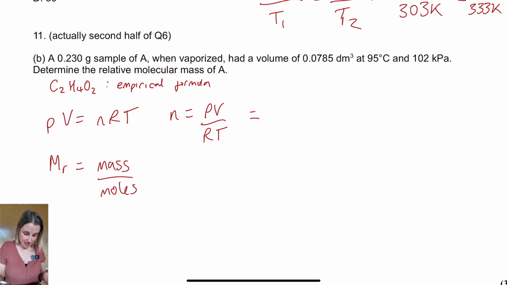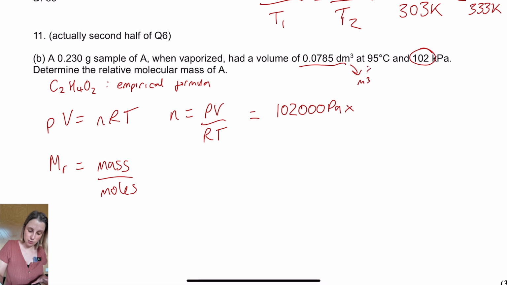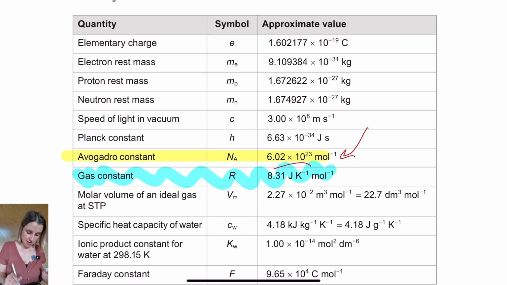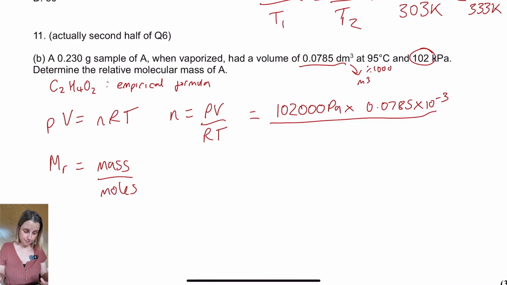The pressure, in this case, they have given you 102 kilopascals. So we're going to convert that into pascals, and that's going to be 102,000 pascals. We're going to times that by the volume. They've given it to me in decimeters cubed. Remember, to get that into meters cubed, you have to divide by 1,000. So that's going to become 0.0785 times 10 to the minus 3, because we're just going to divide that by another 1,000. And we're going to divide this through by R, which is our gas constant. Remember, we're just lifting it straight from the data booklet. So that's 8.31.